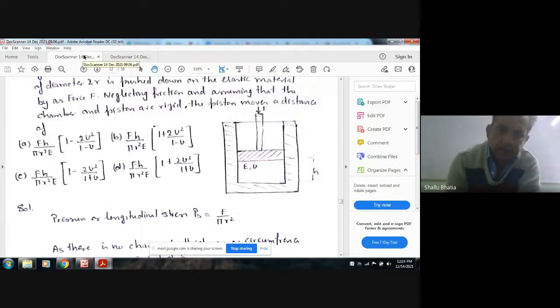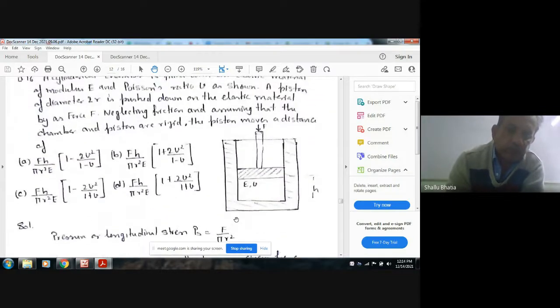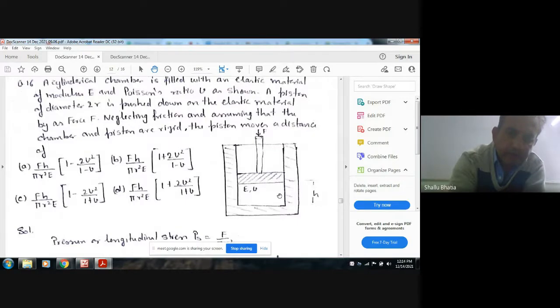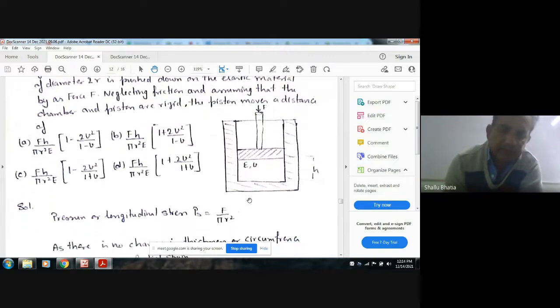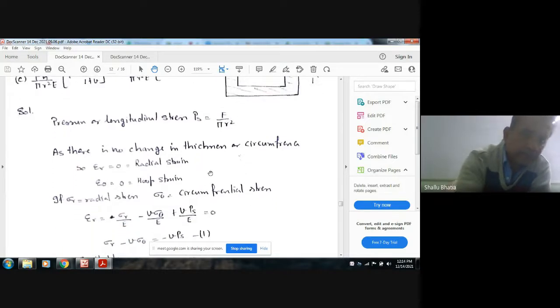So this is the load F and it is compressing this portion, with modulus of elasticity E and mu as its Poisson ratio. Due to this load, the compressive stress applied, or the unit stress, will be F by pi r square. As the diameter of the material is not changing, the circumferential strain and the radial strain will be zero.